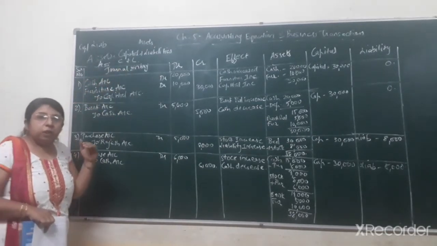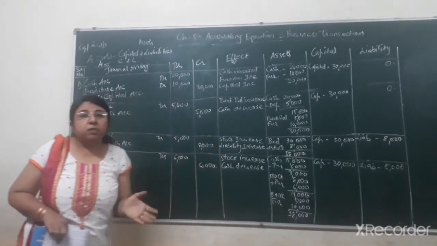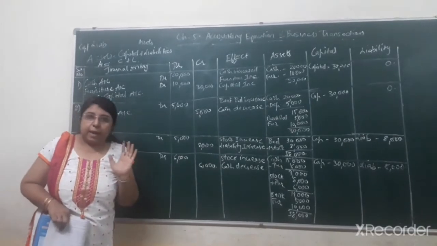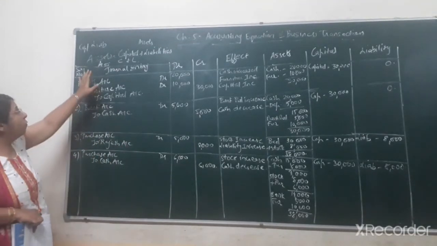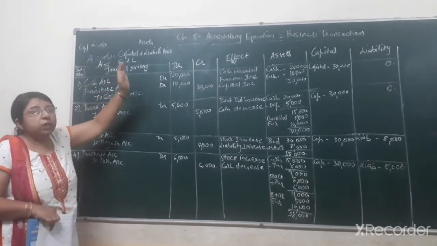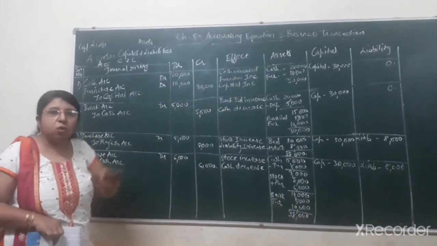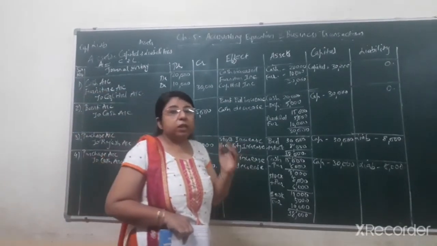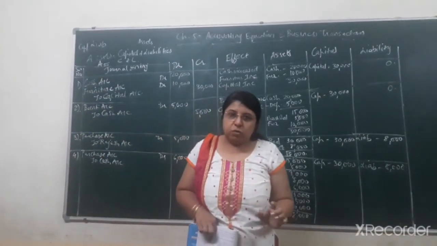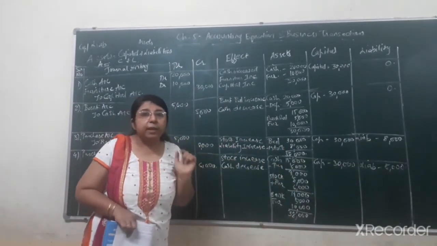It means due to increase or decrease of any of the assets, there may be increase or decrease in the capital or the liabilities. It means the effect on one side, the left hand side, would have an effect on the other side, that is the right hand side. Either capital or liabilities will be increased or decreased in accordance with the increase or decrease in the assets. So we will understand this accounting equation with the help of an illustration.